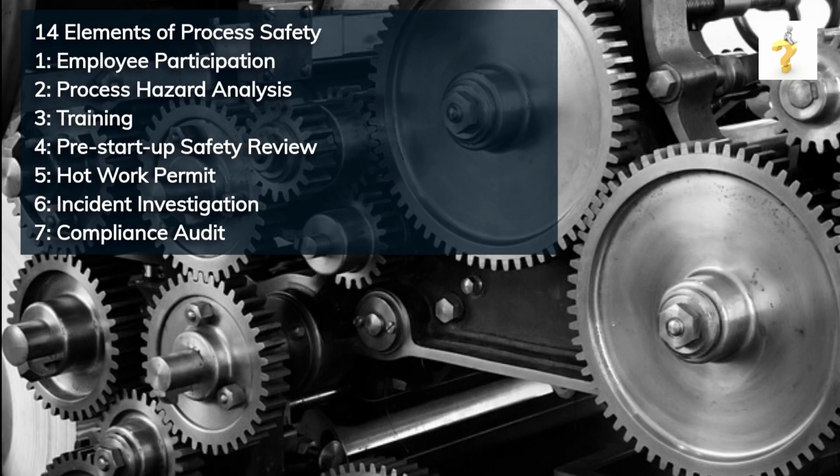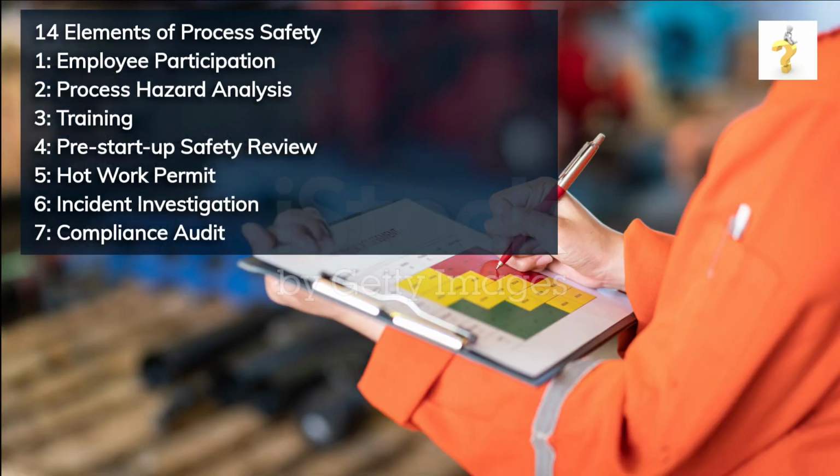The seventh element of PSM is compliance audit. It involves evaluating the adherence to safety regulations, industry standards, and internal safety policies within the organization. Regular compliance audits help identify areas of improvement, ensure that safety protocols are followed, and demonstrate the commitment to maintaining a safe working environment. Compliance audits can be conducted internally or by third-party auditors.